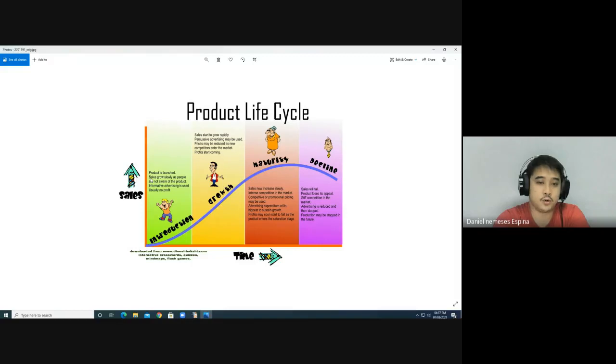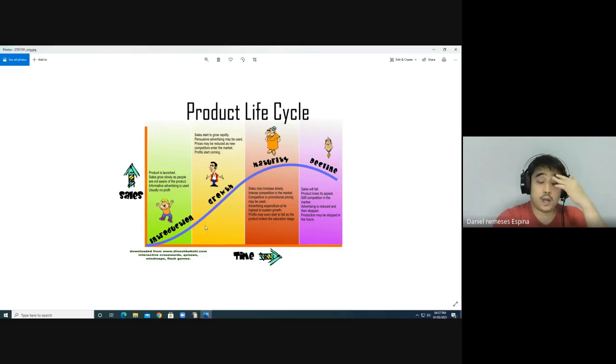So in the introduction stage of the product, it is the launching, and usually at this stage the sales grow slowly because people are not yet aware of the product. So at this stage we have to employ the informative advertising, to make the people aware of our product, and usually it has no profit, okay, less or zero profit.